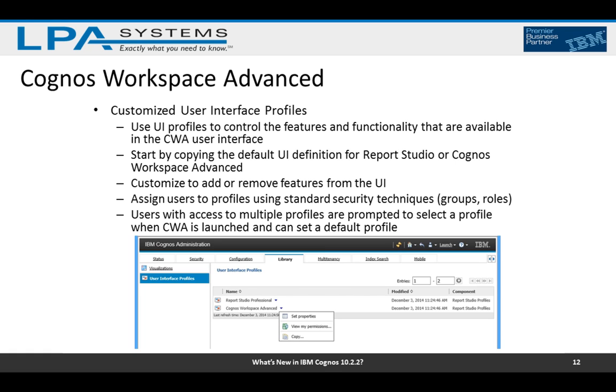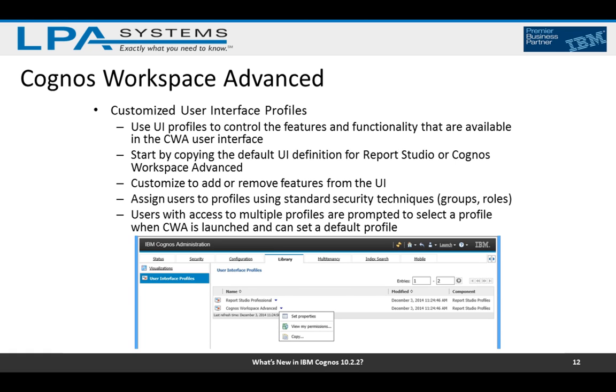So if you are a Cognos administrator, you're familiar with the fact that in the Security tab, there are 2 Report Studio interfaces expressed there. There is a professional user interface and an express user interface. And those interfaces control what you see when you run Report Studio, which is the professional interface, and what you see when you run Workspace Advanced, which is this express interface.